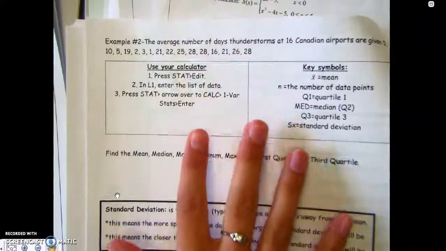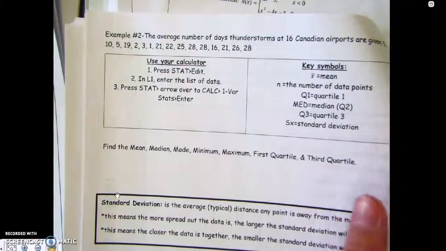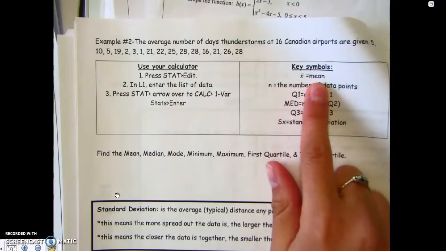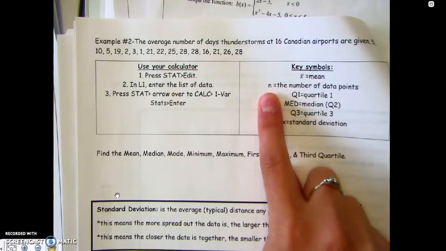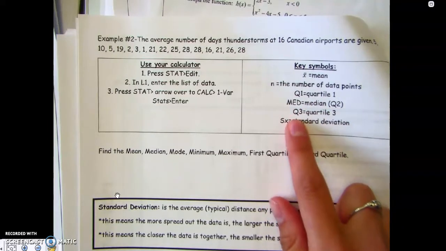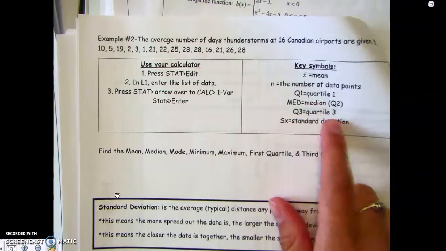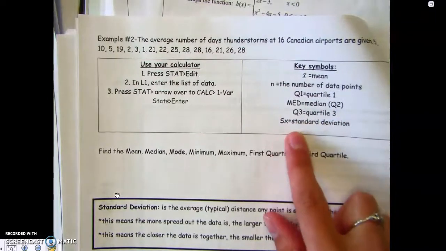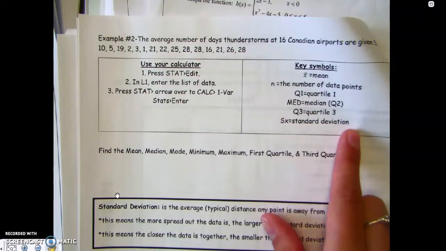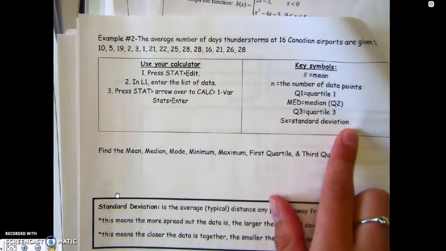So we're going to actually use our calculator. And there's a couple things you need to know about the calculator. When you see an x with the little bar over it, that is referring to the mean, or the average. n is the number of data points, so the number of numbers you're entering into your calculator. Q1 means quartile 1. Med means median. Q3 is quartile 3. And this new term we're going to learn, Sx, is the standard deviation. We'll talk about what that means in a minute. But first, I'm going to show you how to plug those numbers into your calculator.